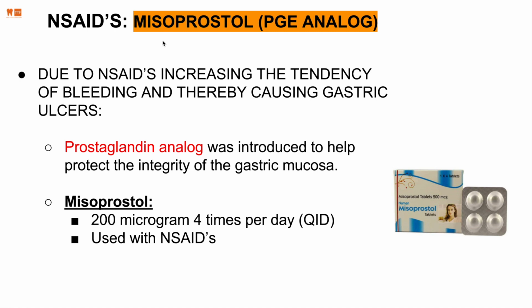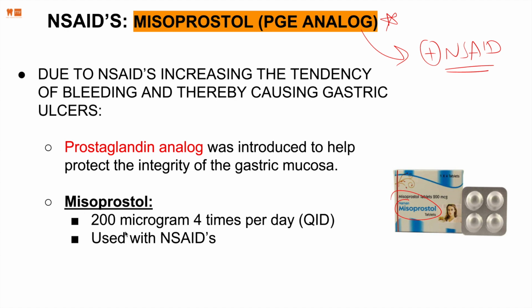Now, NSAIDs. Misoprostol, a PGE analog. What is this? Misoprostols are basically prostaglandin analogs. Due to the NSAIDs increasing the tendency of bleeding and thereby causing gastric ulcers, the prostaglandin analogs were introduced to help protect the integrity of the gastric mucosa. Misoprostol is used when you're using NSAIDs, not on its own.